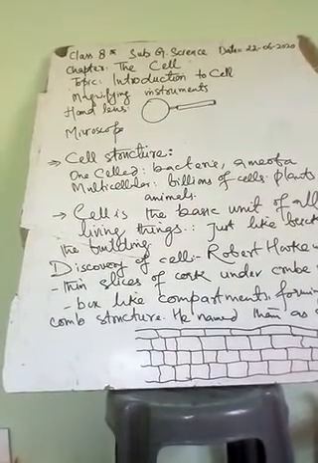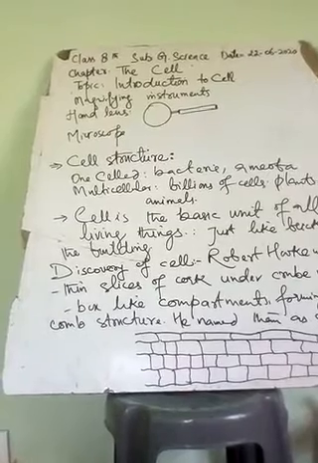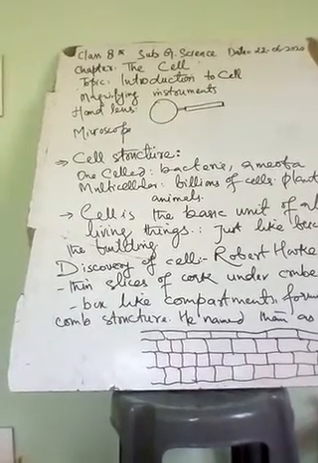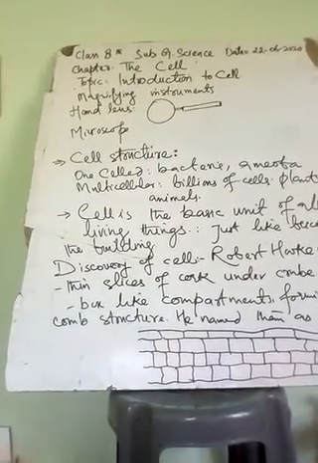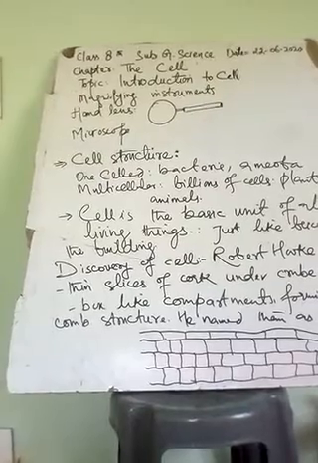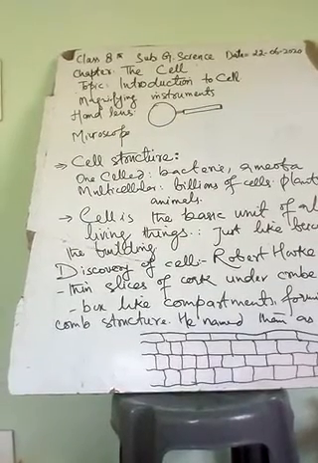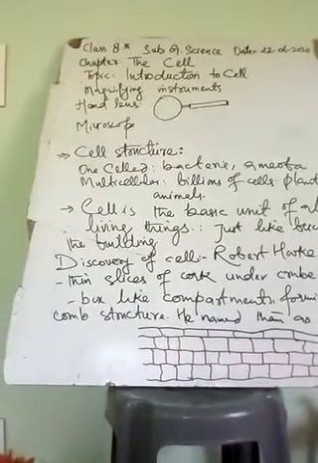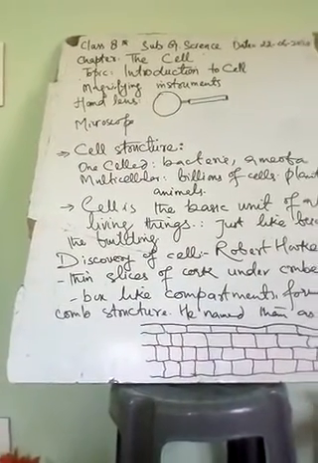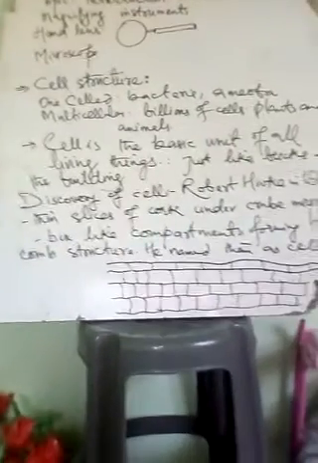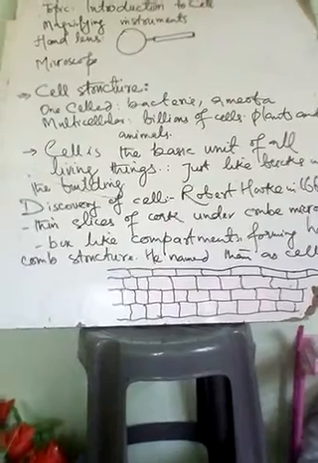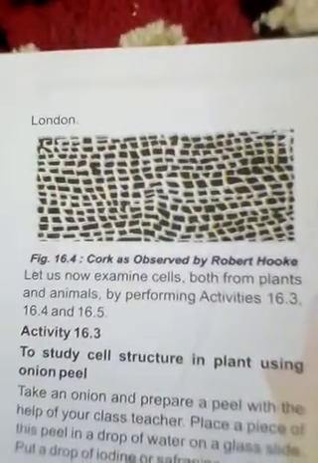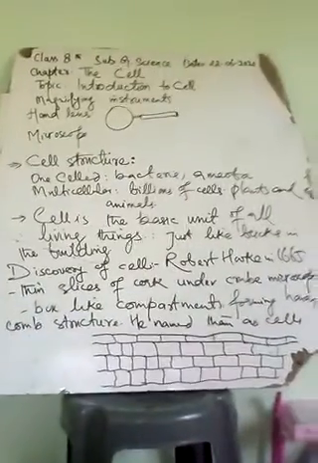Yesterday or the day before yesterday, we were studying apiculture. When honeybees make honeycombs, they make that structure. In the same way, the cork was made up of box-like compartments forming a honeycomb structure. He demonstrated his work to scientists at the Royal Society of London. I have drawn what he observed there. If you want to see it in the textbook, it is labeled as observed by Robert Hooke. Okay.